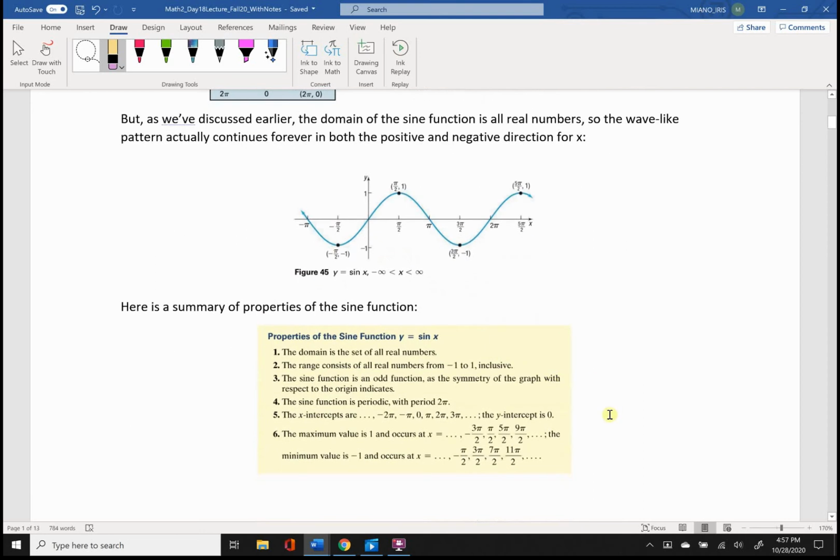Here is an overview of the properties of the sine function, mentioning the domain, the range, the fact that the function is odd, which means it has rotational symmetry about the origin. Its period is 2 pi, which can be easily manipulated, as we'll see in transformations that we're going to cover. And here's a list of the x-intercepts. They happen at multiples of pi and 0. And the maximum values occur at these multiples of pi over 2, these other multiples of pi over 2, and more, of course. The minimum value occurs.